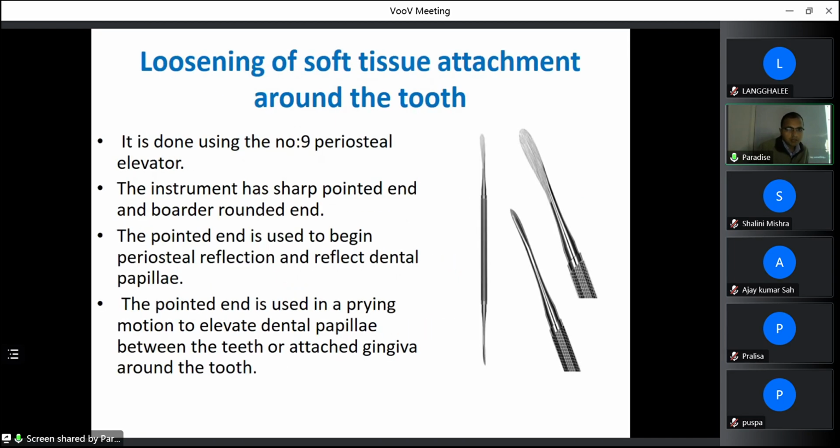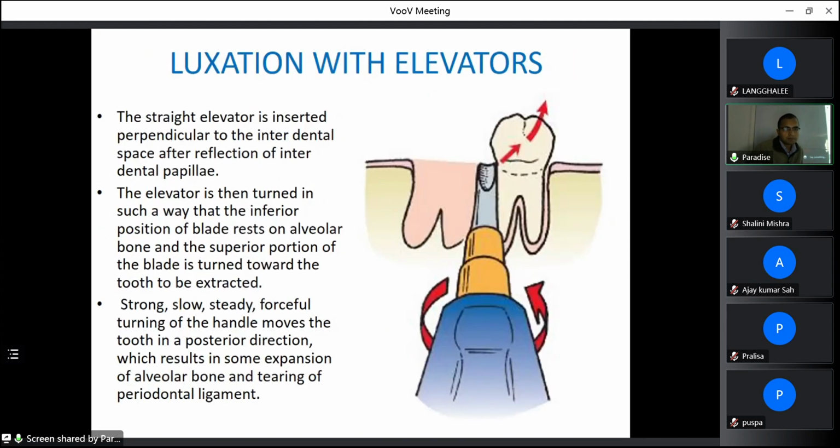Loosening of soft tissue attachment around the tooth is done using a number 9 periosteal elevator. It is known as periosteal elevator because primarily it is used to elevate the mucoperiosteal flap. It is used to elevate the periosteum. That's why it is known as periosteal elevator, though we use it for reflection of gingiva.